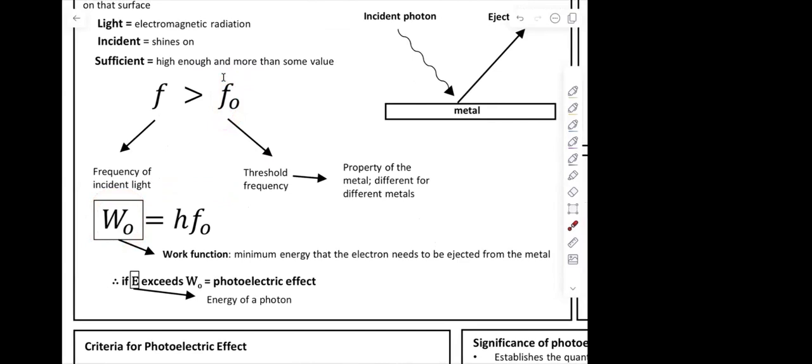And we can connect that threshold frequency, that f0, with what we call W0. W0 is our work function. We connect them using the following equation. W0, our work function, equals h, Planck's constant, times the threshold frequency. And our work function is going to be the minimum energy that the electron needs to be ejected from the metal. And if E, the energy of the photon, exceeds my work function, the photoelectric effect takes place, right? So think of it this way, we used to like to make an example about the following.